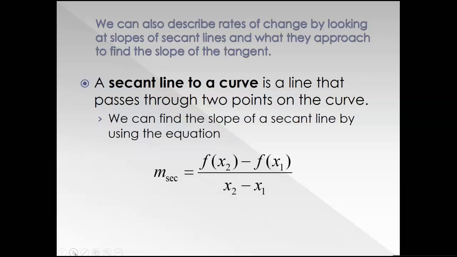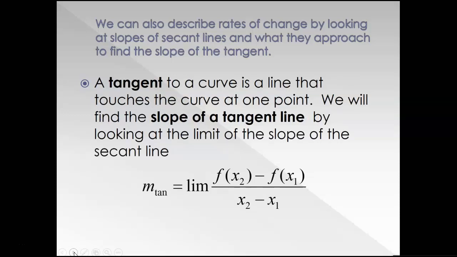A secant line to a curve is a line that passes through 2 points on the curve. We find the slope of the secant by using slope of the secant equals f of x2 minus f of x1 all over x2 minus x1. So you will hear me say slope of the secant. Oftentimes I will be like, okay, that's the slope of the secant. Slope of the secant is the average rate of change.